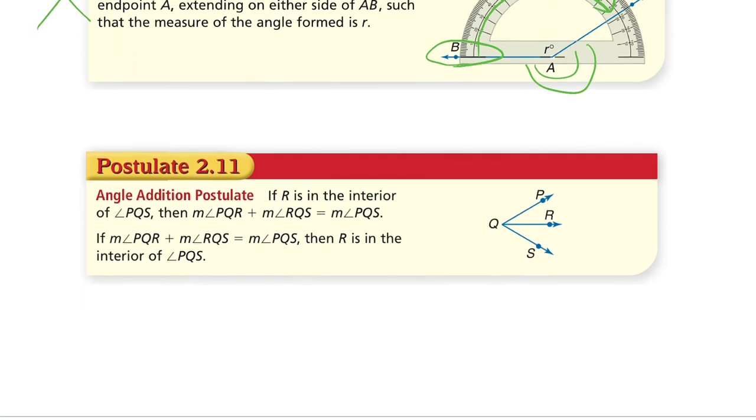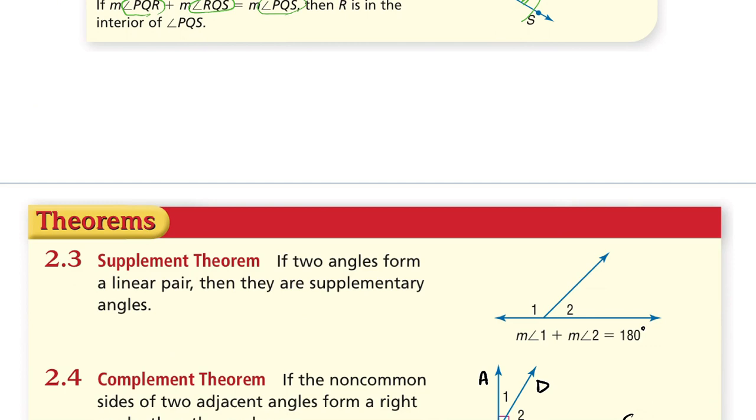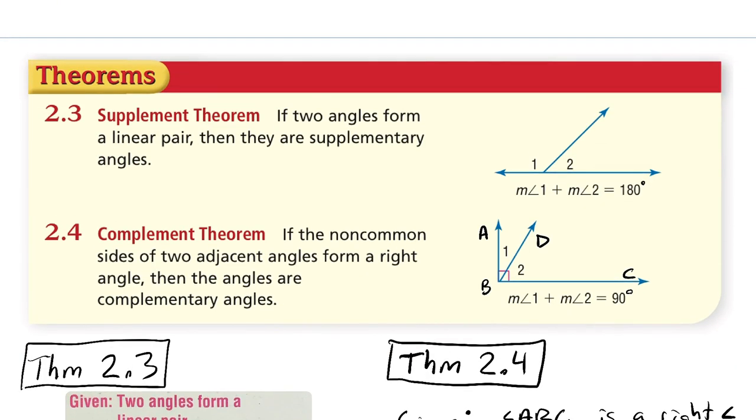All right, angle addition postulate simply says a piece plus another piece adds up to an entire angle here, right? So the measure of PQR, the top little portion, and the measure of RQS, the rest of the big angle, adds up to the measure of the entire angle, right? So piece plus piece equals whole of an angle, okay? Got it. All right, so now we've got our first two theorems here.